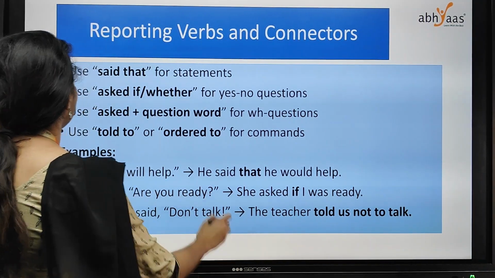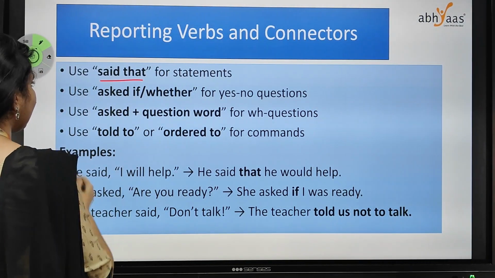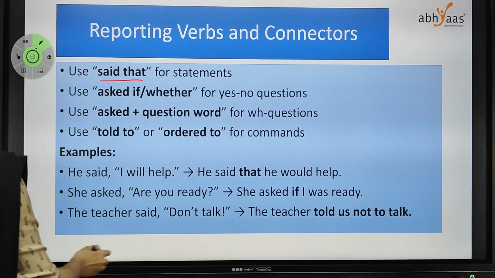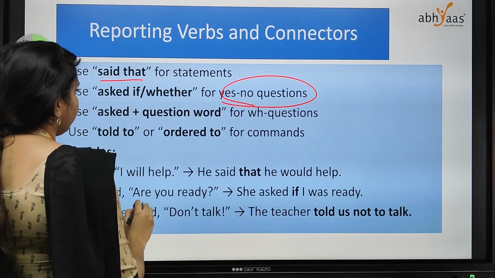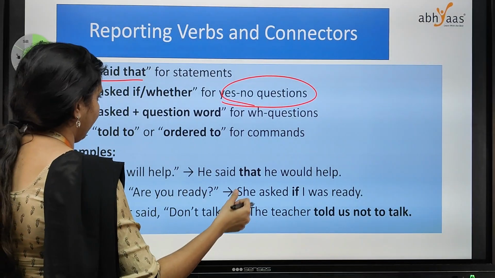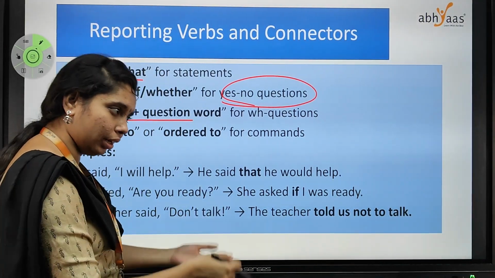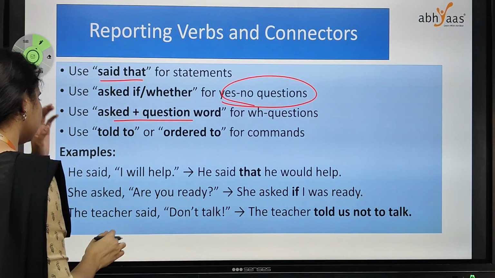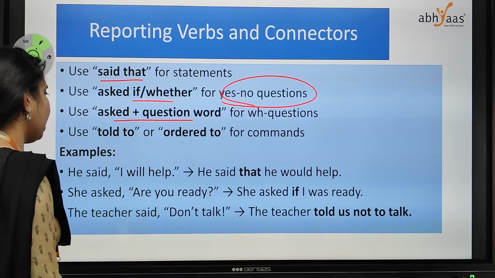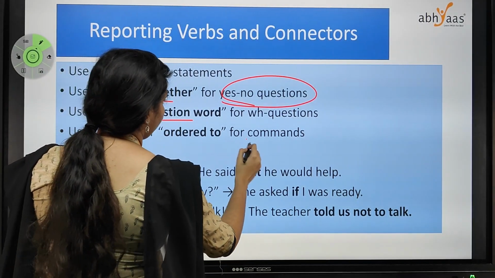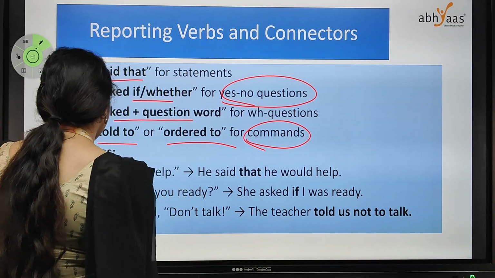Okay, yeah. So as I told you, we have reporting verbs. You will generally use "said that" for statements, and the reporting verb would change if there is a question. For WH questions like who, what, where, you will add asked, questioned, inquired or grilled. But if it is a yes or no question, you will use "asked if" or "whether". And if you come across commands, imperatives, then you will go with "told to" or "ordered to".